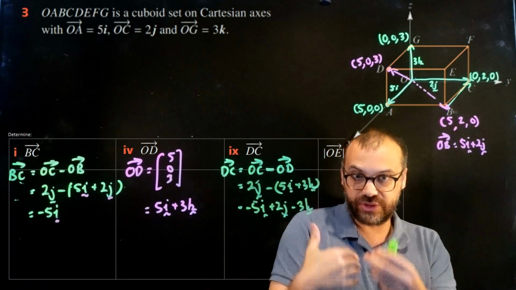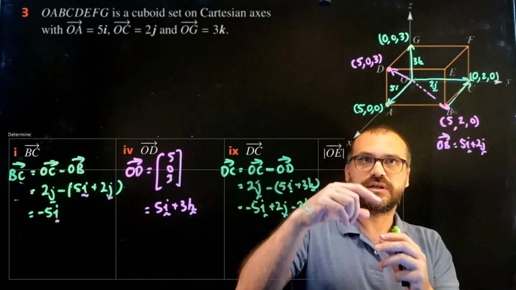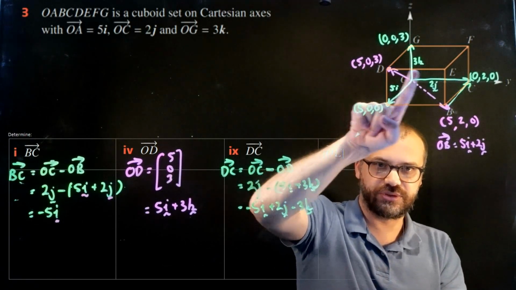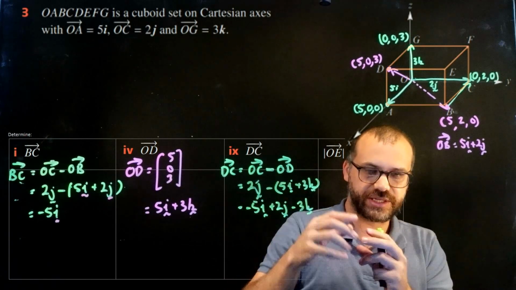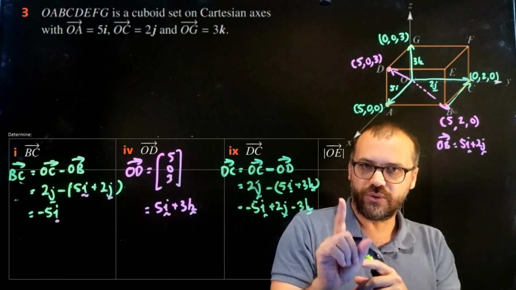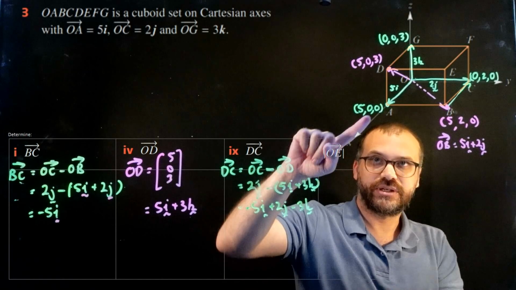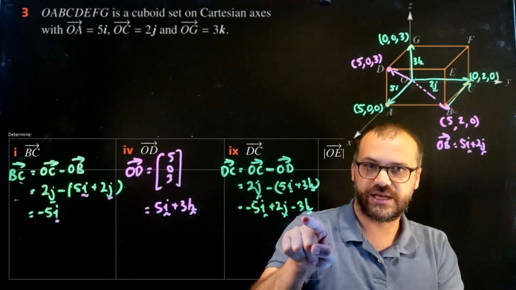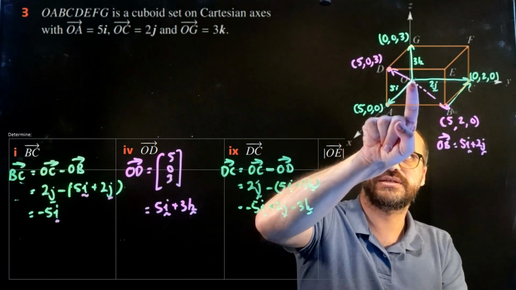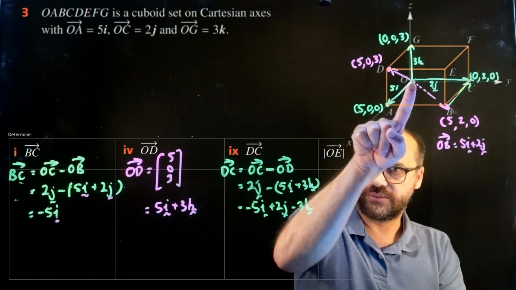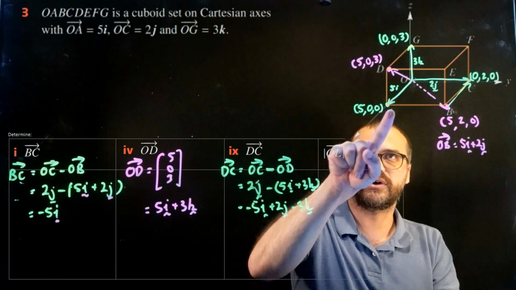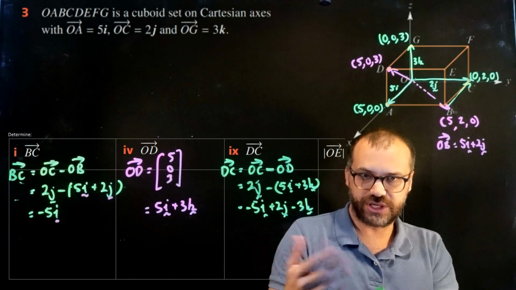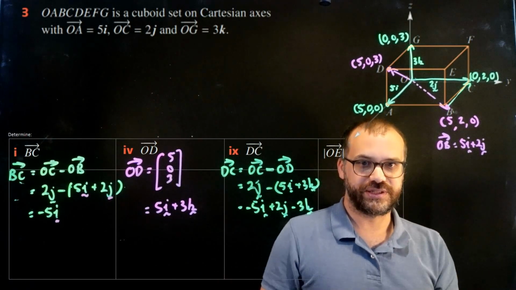Now, think about it. Does that make sense? Well, imagine getting from here to here. You can pass straight through the center of the rectangular prism, or if you were like an ant, you might travel from here down, which is the negative 3k bit, and then you might travel from here to here, which is the negative 5i part, and then from here to here, which is the positive 2j part. So it makes perfect sense.